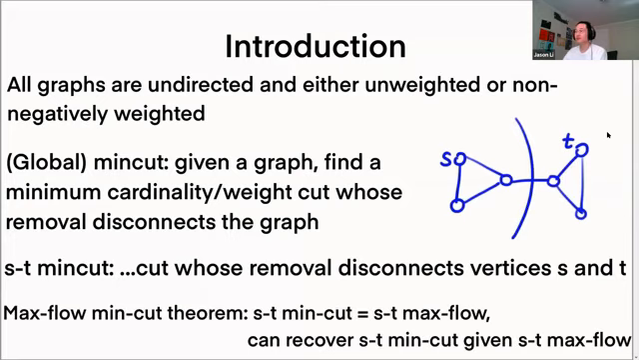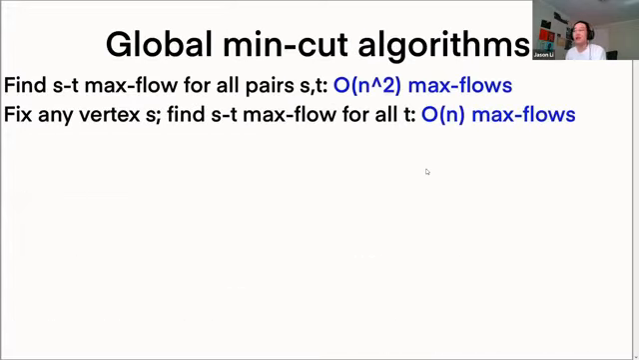And a well-known theorem for ST min cuts is that for any S and T, the ST min cut equals the ST max flow. And moreover, given an ST max flow, we can recover the ST min cut. So to solve ST min cut, it suffices to solve ST max flow. At first glance, it's not clear which problem is easier than the other, the global min cut problem or the ST min cut problem.